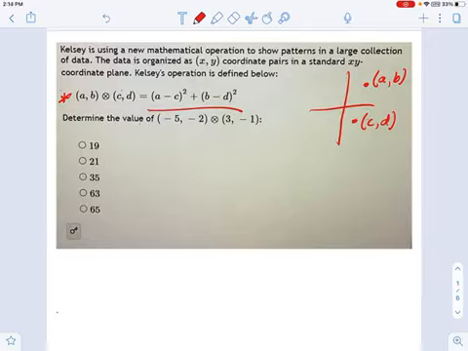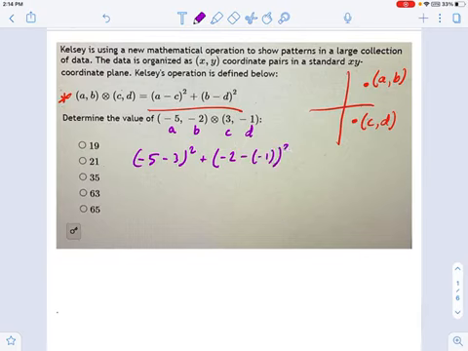So all we're asked to do is execute this new mathematical operation for two particular points, (-5, -2) and (3, -1). Okay? So let's go ahead and do that. If you plug these right here into that formula, that's what I'm going to do now. I get a is -5, and, well, we should label these things. There's a, there's b, there's c, and there's d. So I get (-5 minus 3) squared plus (-2 minus -1) squared.